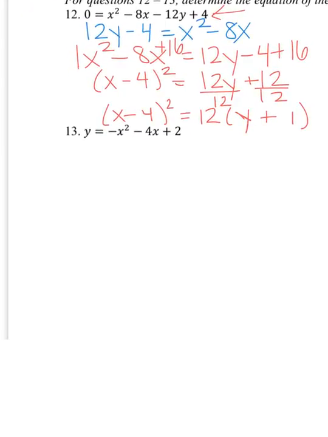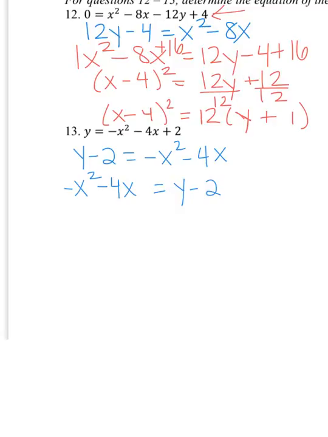For number 13, I am going to bring the x's to the left side and the y's to the other. So I'm going to add over, actually, you know what? I'm just going to subtract the 2 over for now because I want to make sure that you see something in here. So if I subtract the 2, y minus 2 equals negative x squared minus 4x. Now again, I want the x's on the left side, so I'm just going to switch sides. So negative x squared minus 4x equals y minus 2.